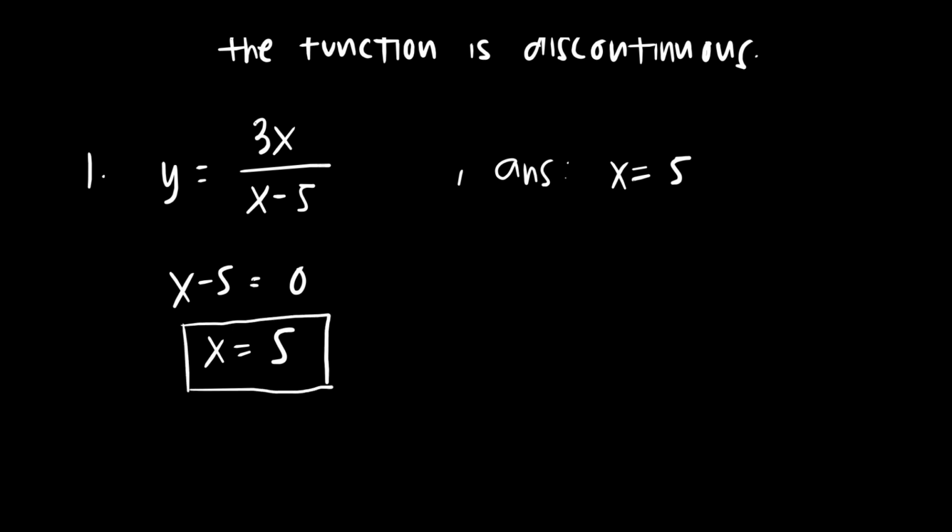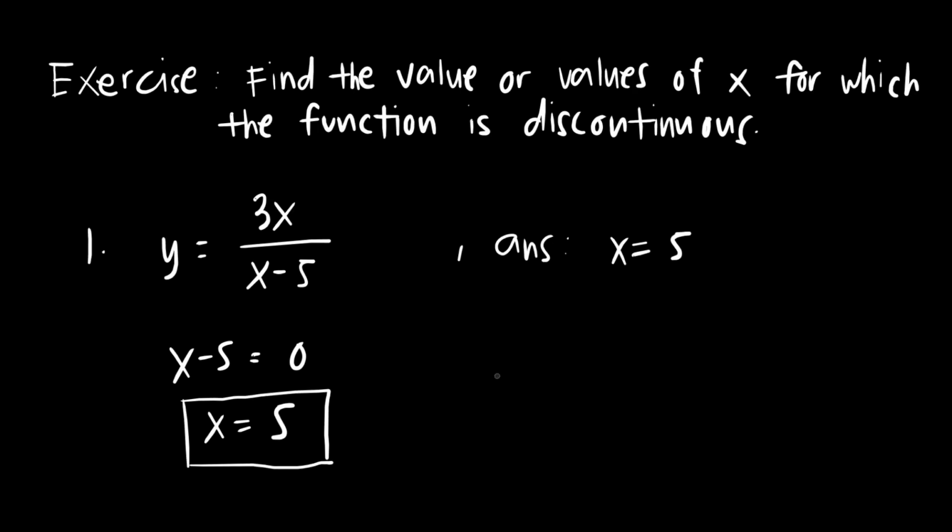So why is it that we equate the denominator to 0? Because when we equate the denominator to 0, y is equal to 3x all over 0, so our function is undefined, right? So it makes our function undefined at a certain value of x.